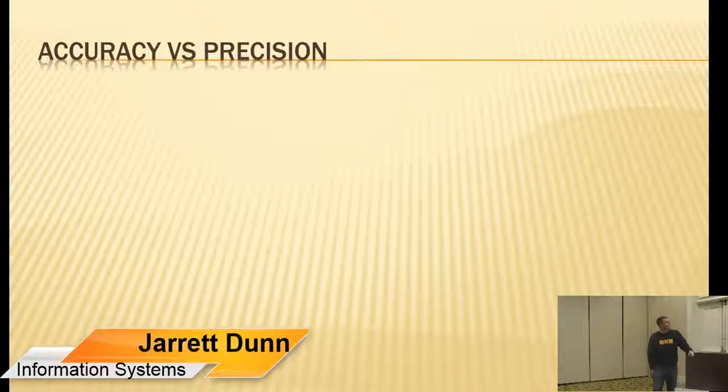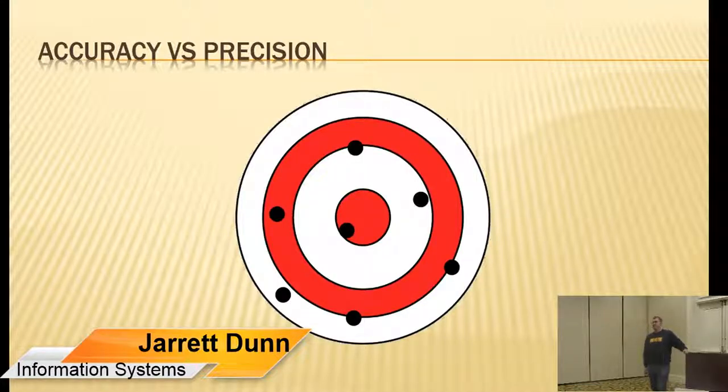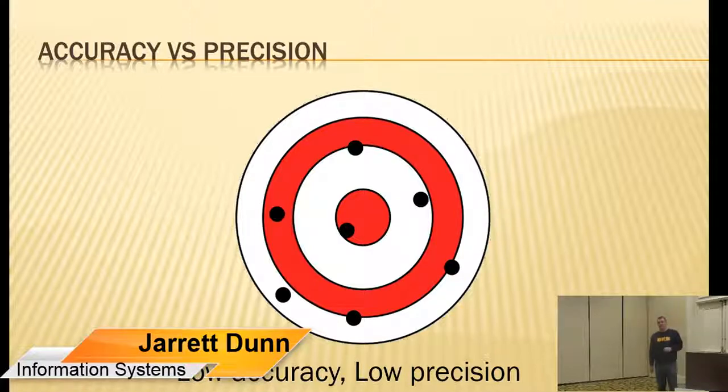Okay, so accuracy versus precision. Kind of similar concepts, but not exactly the same. The easiest way to show it is a bullseye. Do you think this is accurate or precise? I'm going to go with none of the above. That is low accuracy, low precision.